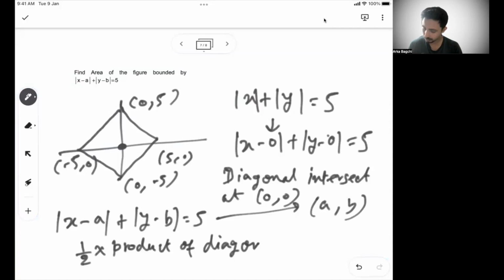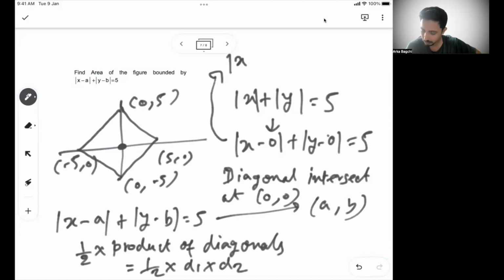Product of diagonals. So basically, can I write half into d1 into d2? These are the two diagonals. Now the diagonal's length will not change if your center changes, right? If I have mod of x minus 0 plus mod of y minus 0 equal to 5, the diagonal length for that equation, and the diagonal length if I write mod of x minus a plus mod of y minus b equal to 5, will not change.